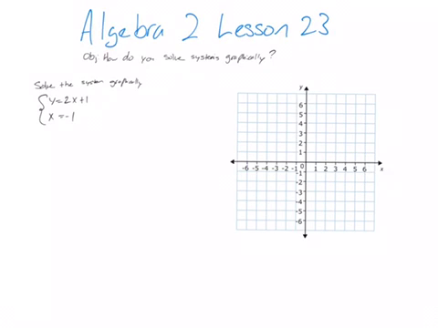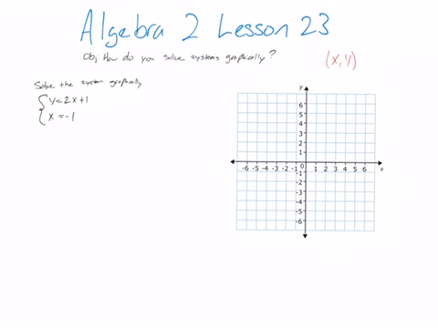Hello Algebra 2 students, this is lesson 23, and our objective for today is how do you solve systems graphically? So we've already talked about solving systems with substitution or with elimination, and we remember that our answer is a point in x comma y that would make both equations true.